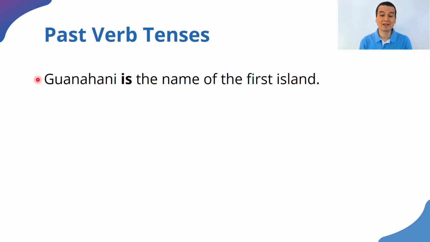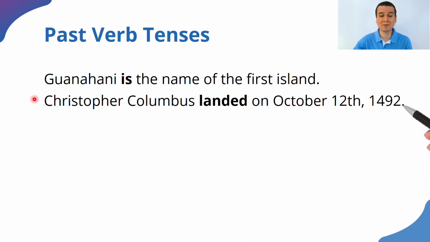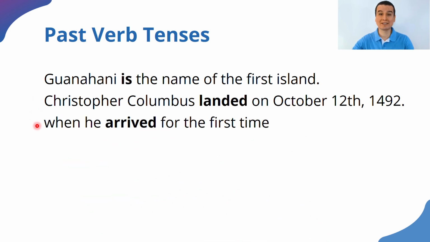All right. Now we have a lot of verbs in the past tense. Actually, I have some fragments of the sentences, not the whole text here. So bear with me, please. Christopher Columbus landed on October 12, 1492. Why do we use the past simple there? Because we know when the event took place, October 12th, when he arrived for the first time. So that is a specific moment, past simple.